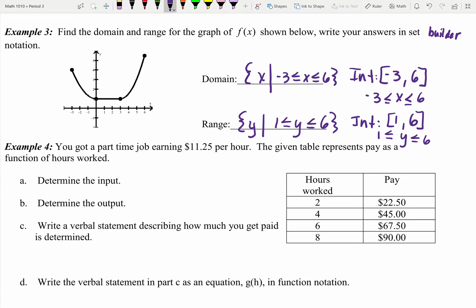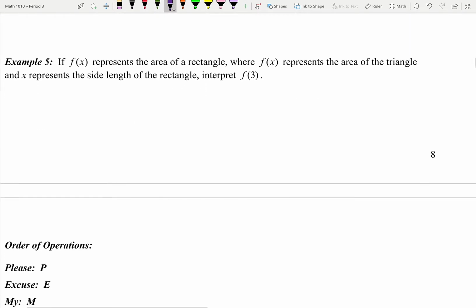Yes, honey. How come you did the inequality notation on this one? Why did I do the inequality inside the set? No, like on example 3 and not on example 2. Oh, why did I do the inequality notation? Because they asked me to put it in set builder. Because you have to know inequality to do set. Yeah, good question, honey. Okay, here's example 4.